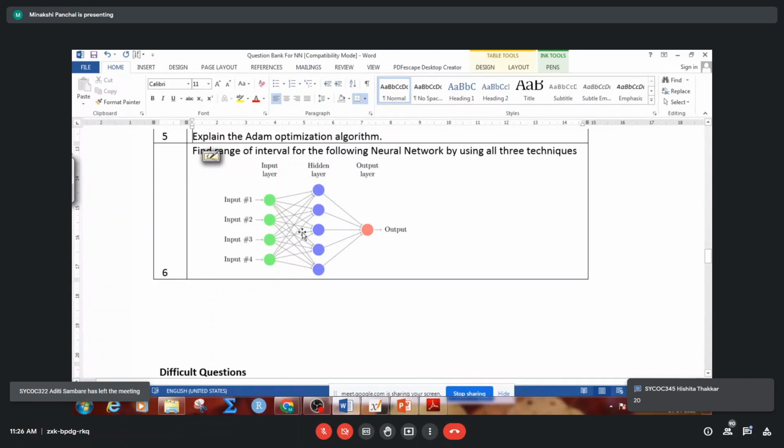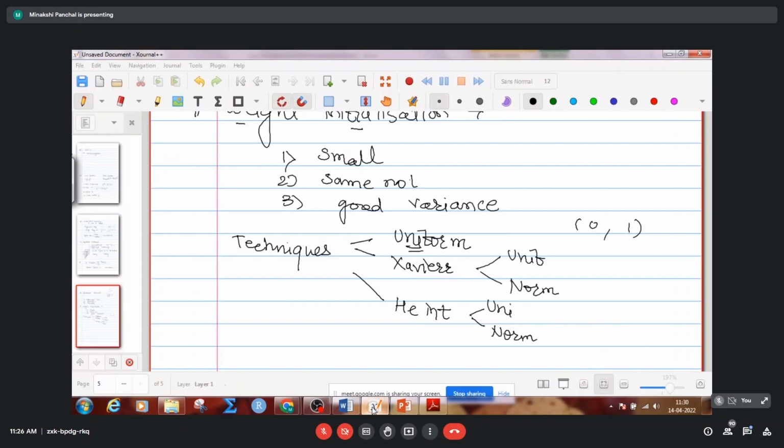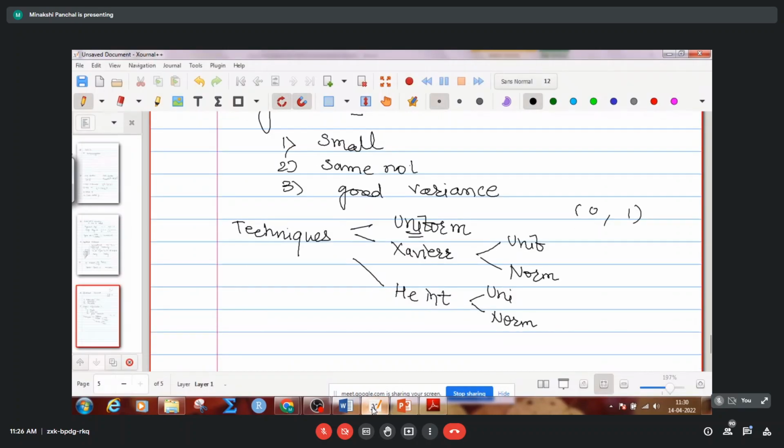So this is my request to all of you: if such a type of question is there, don't count the lines. Inputs, neurons, every input is connected with every neuron, so accordingly you can count. This is 4, this is 5: 1, 2, 3, 4, 5. One input is connected to 5, so 5 into 4 gives me 20. So it is 20.